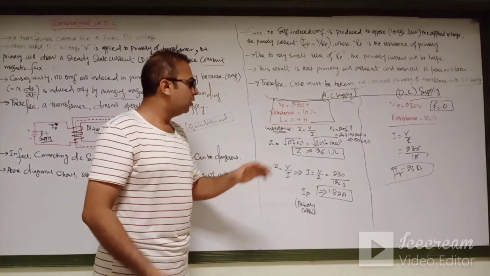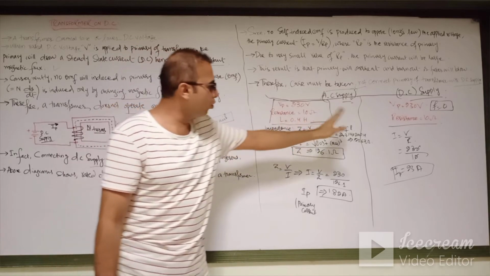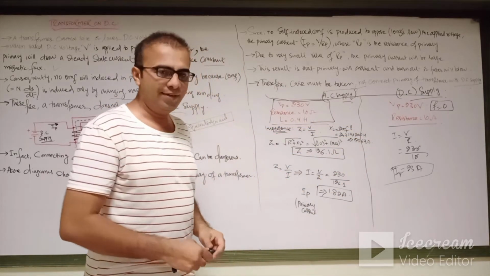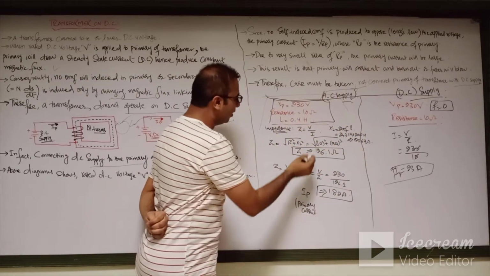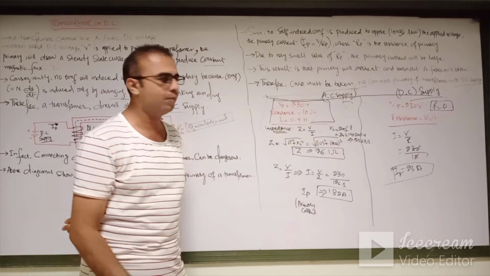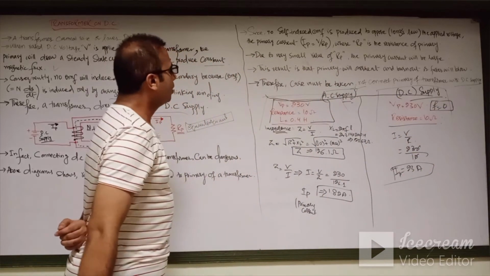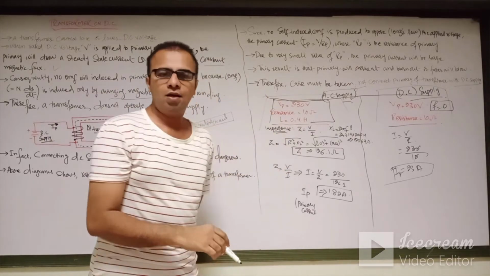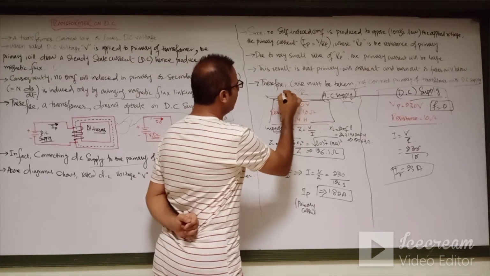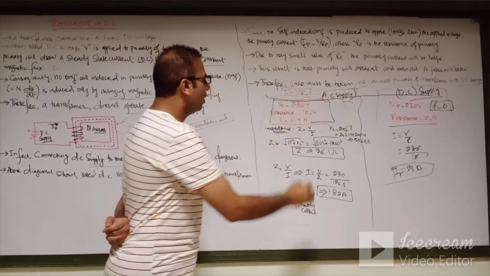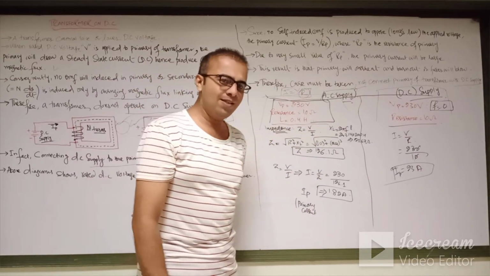To clear this concept, it will be easily understood from these two calculations. This case is the AC supply connected with the transformer, and this case is the DC supply connected with the transformer. According to Ohm's law, I is equal to V over R. If we have to find the current in the circuit, I is equal to V over R. So what happens if you connect the DC supply to the transformer primary side?